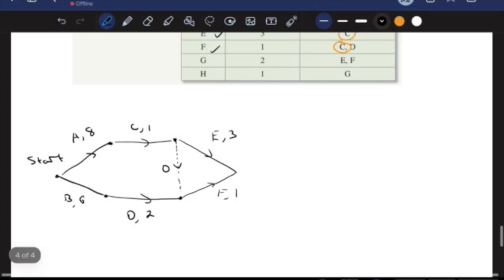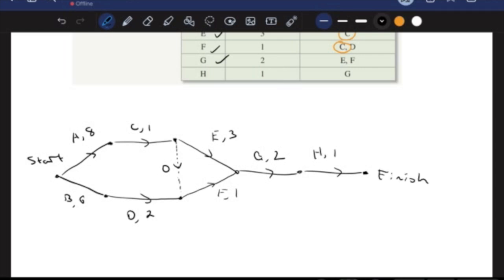And once I get from here, I have that G has immediate predecessors of E and F. So G is going to go here. And it has a weight of 2. Cool. And then H has an immediate predecessor of G. So H is just going to come out from G. And I have my finish point here.